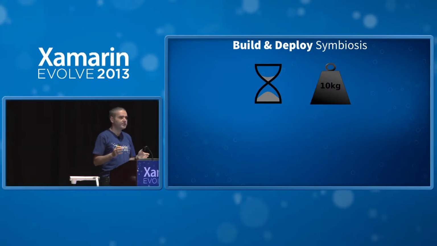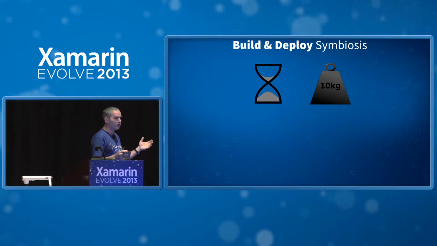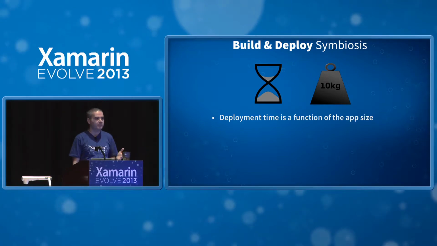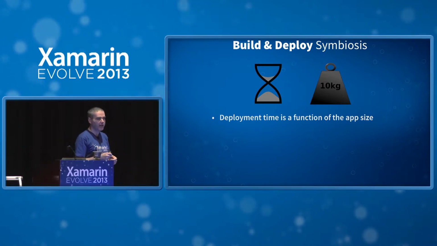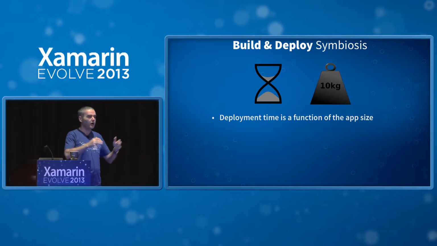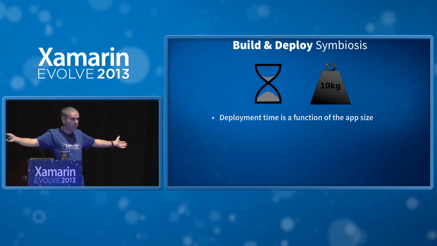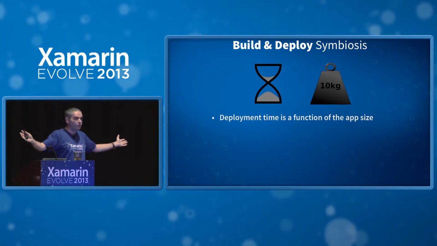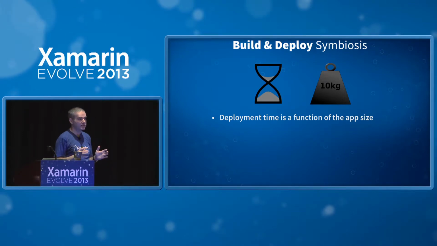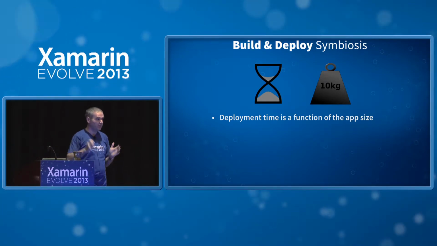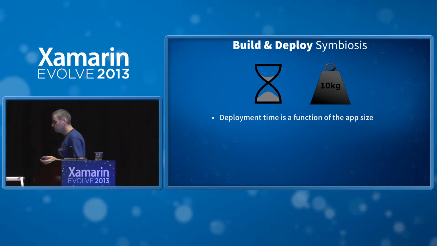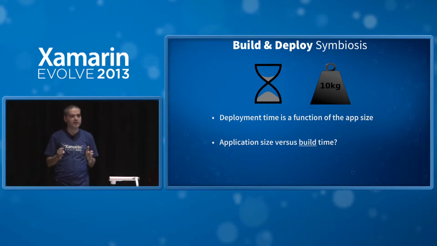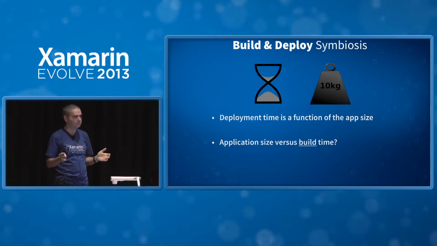It's important for the device to understand the relationship between the build and deploy. The easy rule is that the deployment time is a function of the application size. So a larger application takes more time to deploy. That's pretty logical. So if we minimize the application size, we minimize the deployment time. That's also pretty logical. So if we minimize the application size, what happens to your build time?